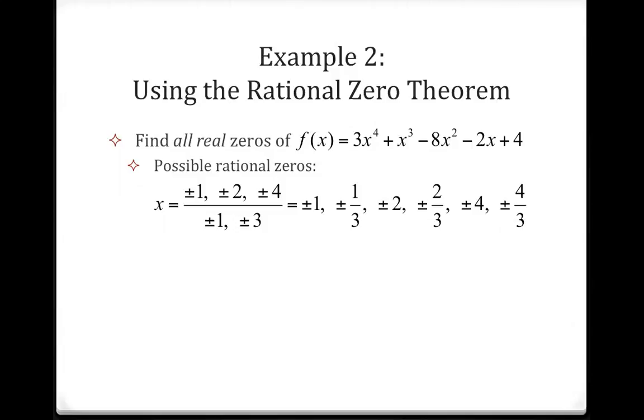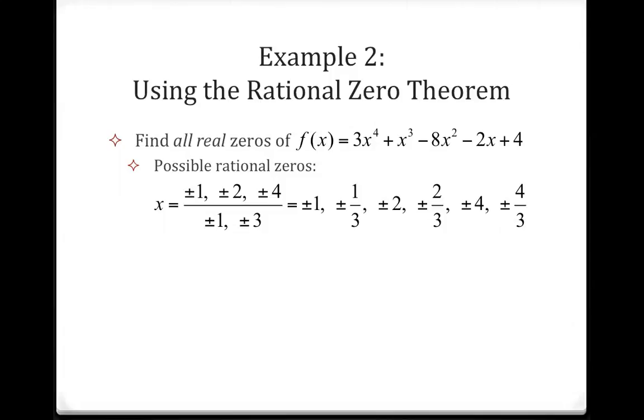Again with plus and minus in front of each one. And the factors of our leading coefficient will be 1 and 3, and so all of the different combinations of that will give us plus or minus 1, plus or minus 1/3, plus or minus 2, plus or minus 2/3, plus or minus 4, and plus or minus 4/3.